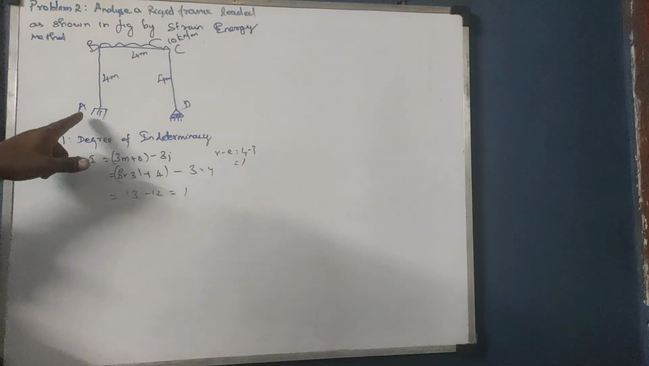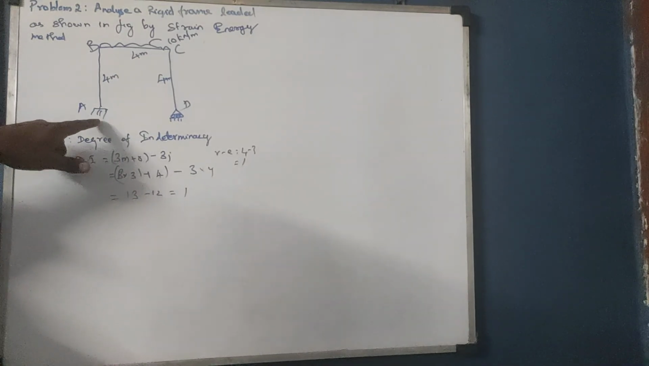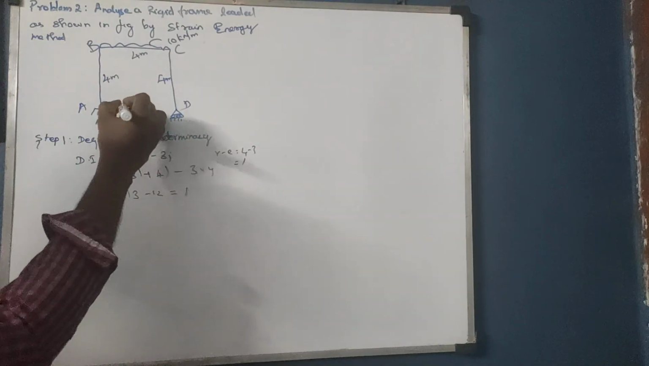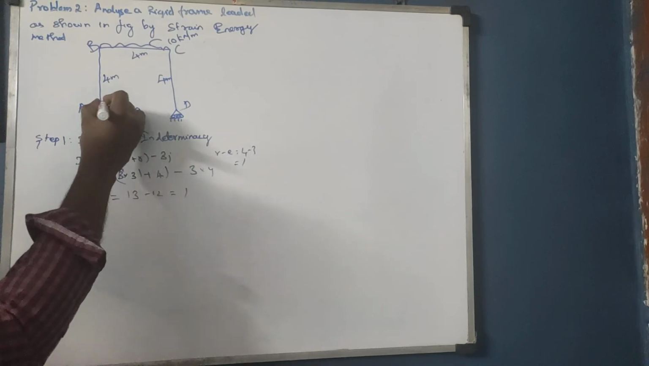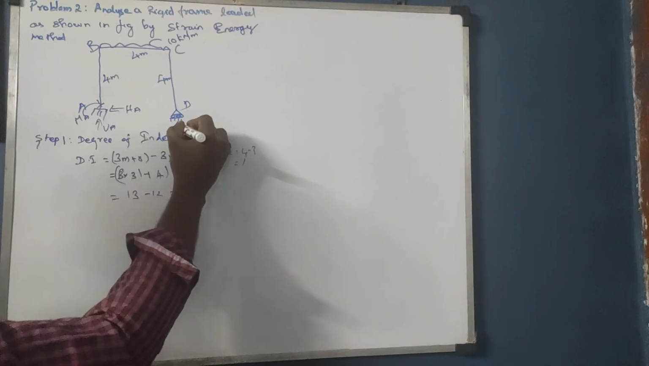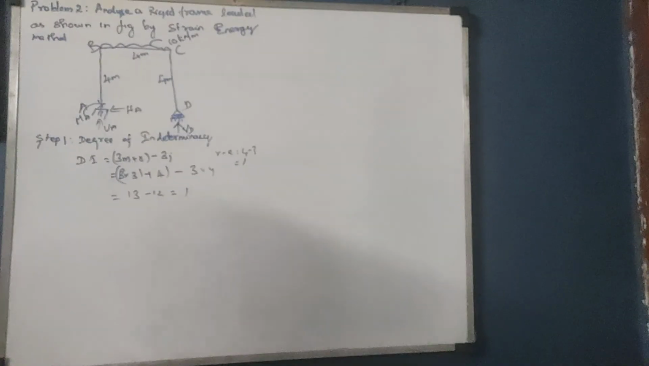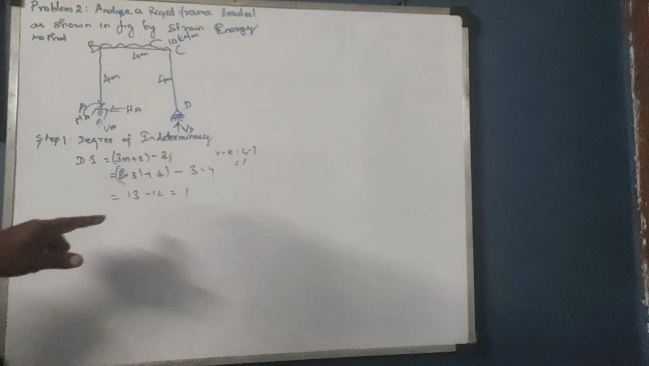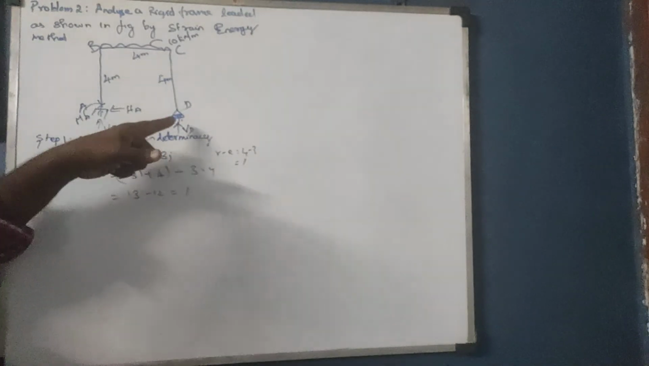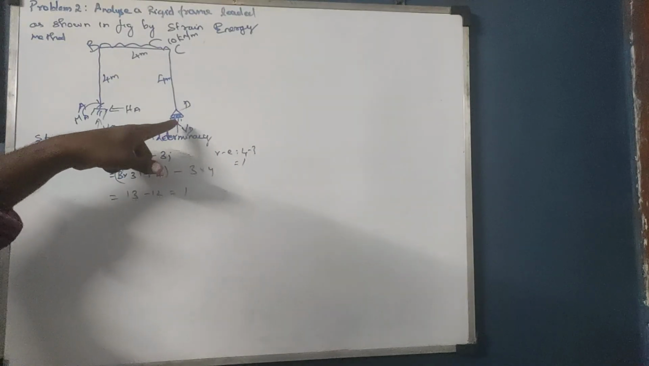So we have 3 unknowns here, VA, HA and M. And we have one more unknown, that is VD. So we have to release one unknown. Here we can choose vertical reaction at D as redundant.